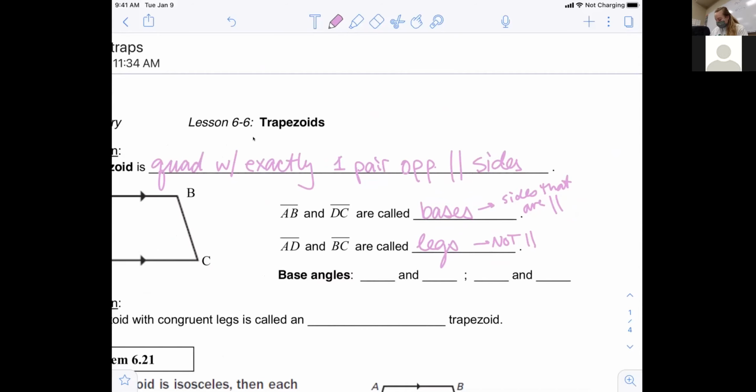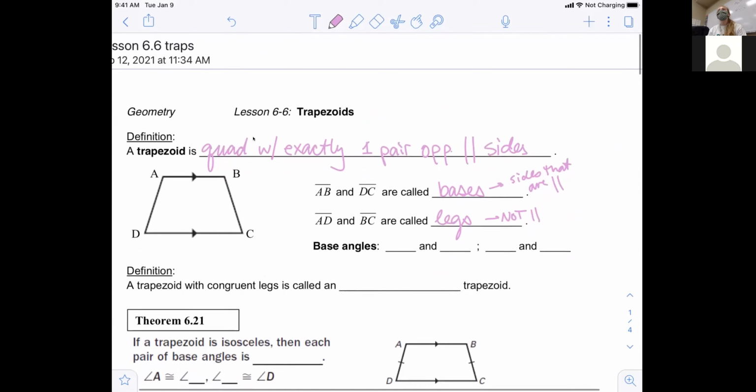That being said, I've got base angles. My base angles are the ones that are on the base together. So D and C are base angles. And also A and B.